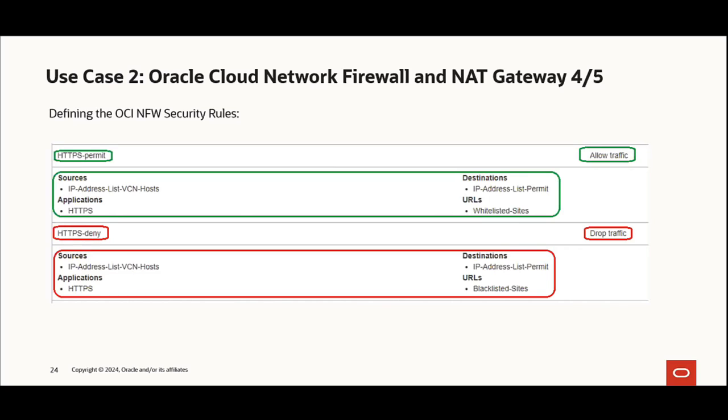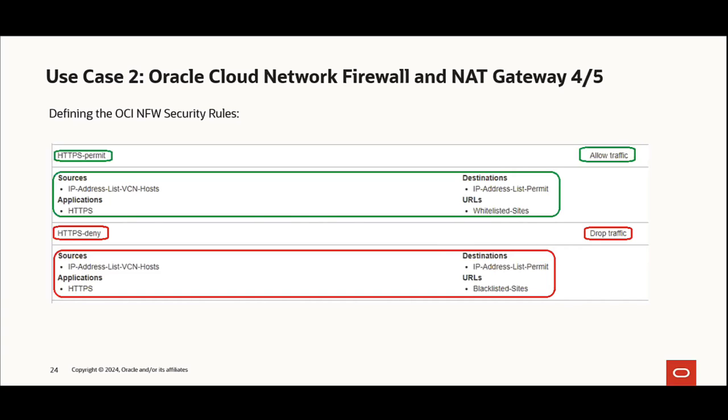For HTTPS denial, we will match the same IP address list VCN hosts to my internet destination for HTTPS, and the URL will be blacklisted sites, where the blacklisted is production3.test.com. And the action is normally drop. Perfect. We have our security rule in place, built by using specific source destination application and URL.